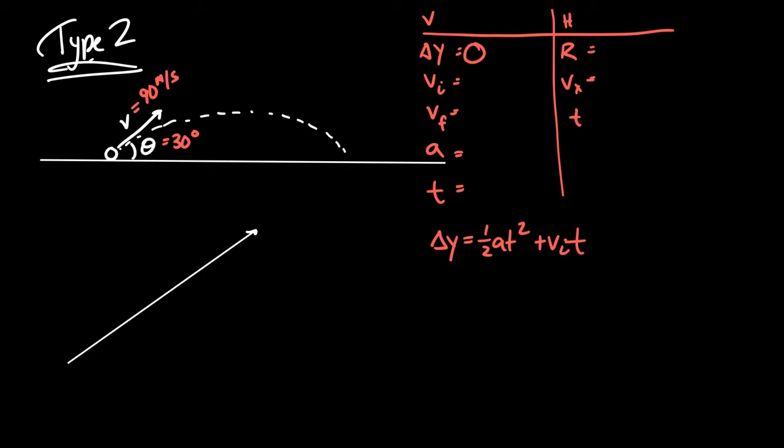So we've got our vector velocity, 90 meters per second, at an angle of 30 degrees. We're going to have to break this up into components. And one of these components is going to be horizontal. There we go. And one of these components is going to be vertical. There we go. So we're going to take this and break it up into components. Is that better?